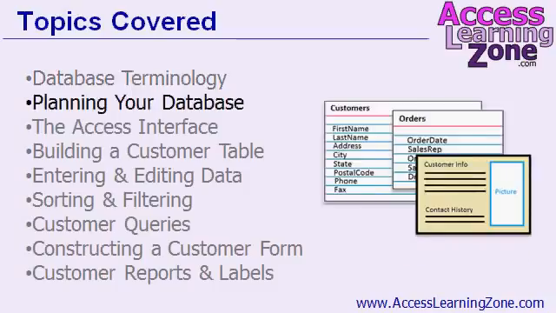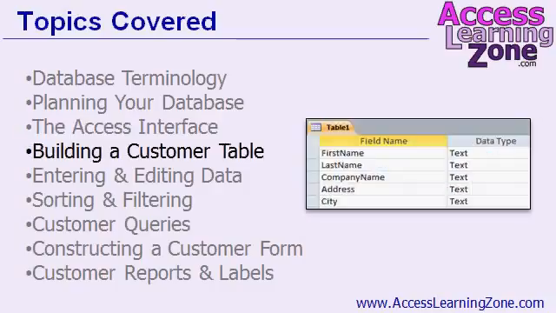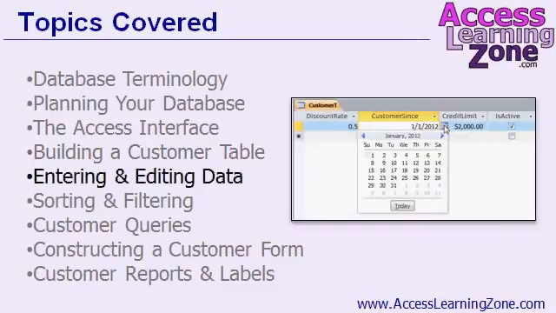You will learn how to properly plan out your database and determine what different tables, queries, forms, and reports you'll need. We'll go over the Microsoft Access design interface, including the new ribbon menu. You will learn how to build your very first table to track customers. You'll learn about the different types of data that you can store in table fields, and about primary keys. You will learn how to enter data into your table, edit that data, and how to work with records.